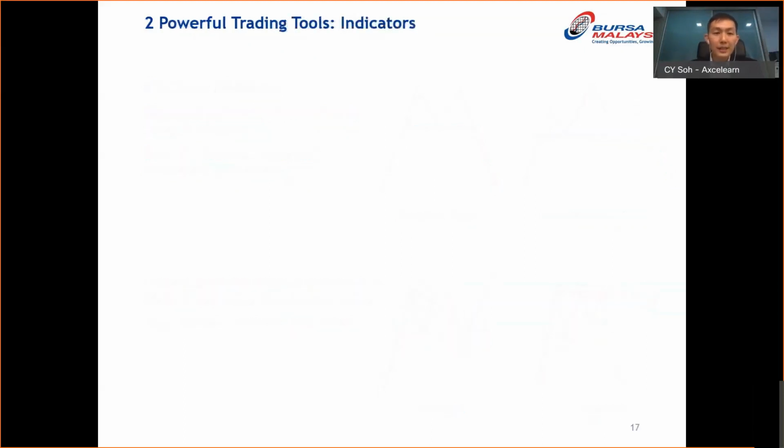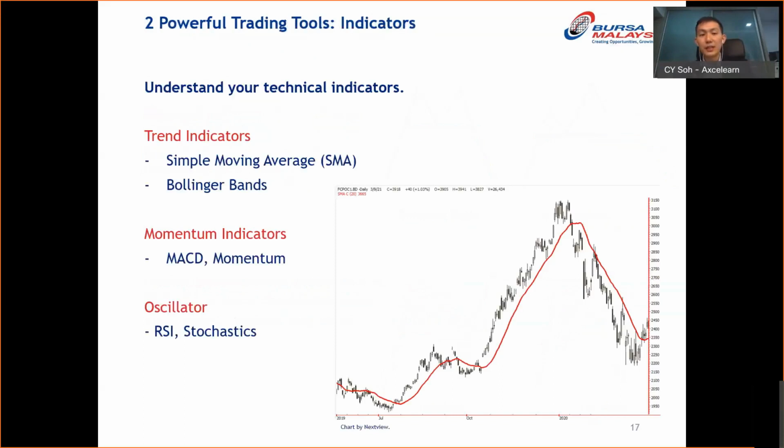Now, on indicators, there are generally three categories: trend indicators, momentum indicators, as well as oscillators. For trend, there are the simple moving average and Bollinger Bands. Momentum indicators include MACD as well as momentum. Oscillators include RSI and stochastics. So which of the indicators are you currently using?